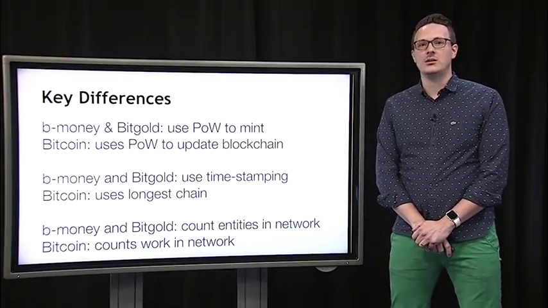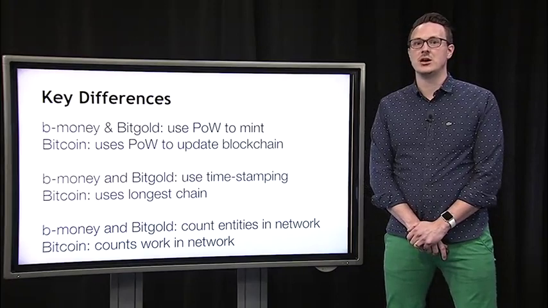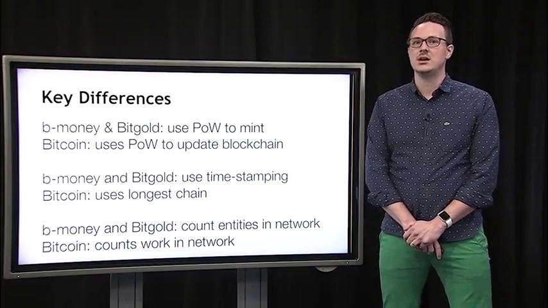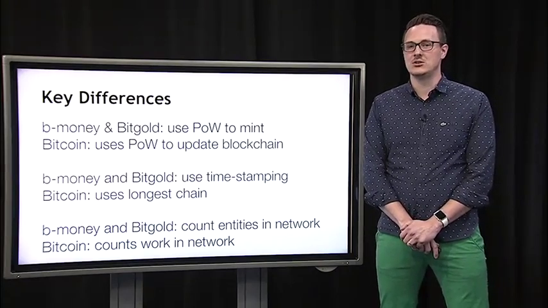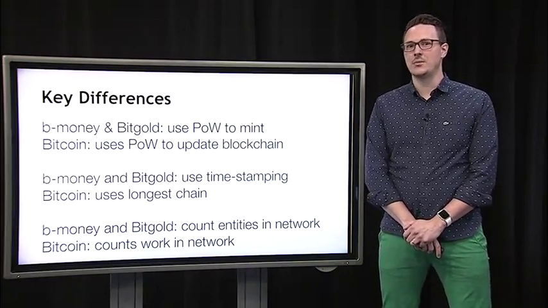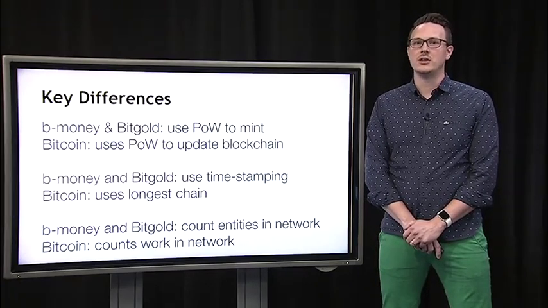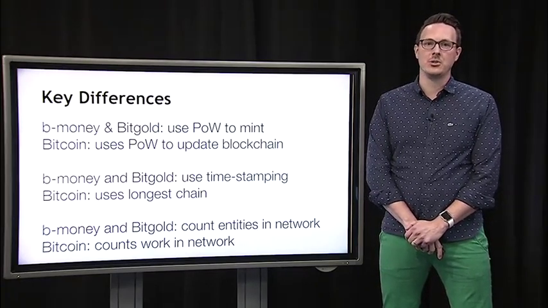B-Money and BitGold rely on time stamping services. So they rely on basically trusting that certain people see things at certain times and they sign off on it. In Bitcoin, you actually don't really care about what time certain things were created. All you care about is the relative order, that certain blocks were created after other blocks.